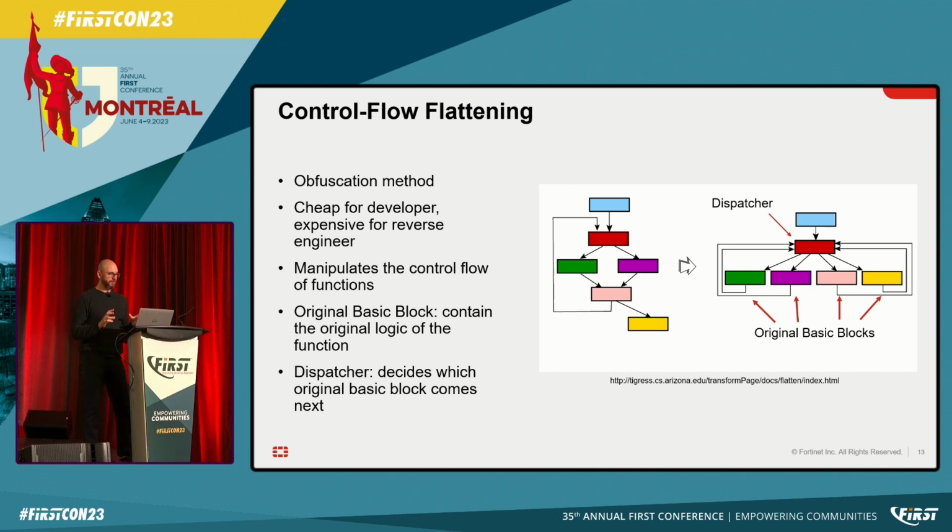Just a bit of vocabulary. When we talk about a flattened function, the original basic blocks are the basic blocks in the middle that contain the original logic of the function. And the dispatcher basic blocks are those that are responsible for managing the state and which basic blocks should come next. So these are the two main structures of a flattened function.